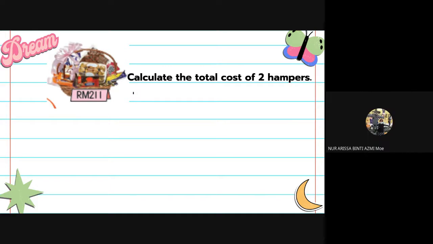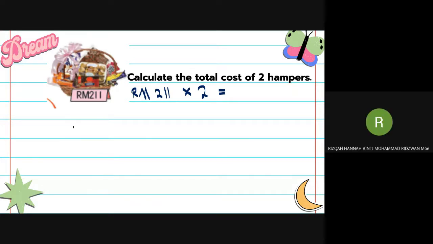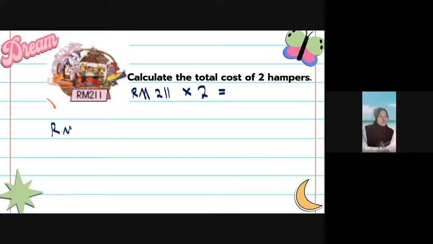211 ringgit times 2. Very good. Okay, now we are going to fill in the answer after we calculate. You need to calculate first. After that, then you fill in the answer. So now we calculate. What method do you want to use? Lattice or normal form? Lattice. Okay, now we got lattice. Okay, 211 times 2. Okay, draw the table.